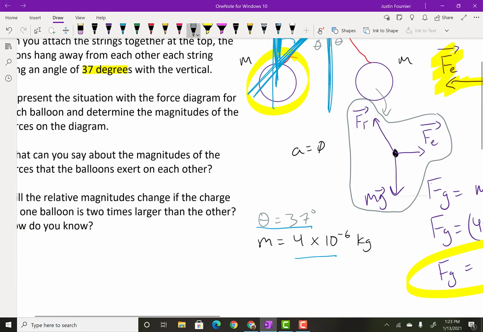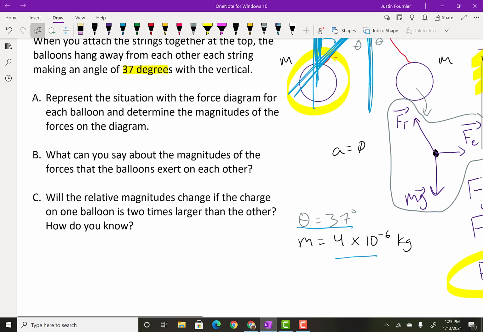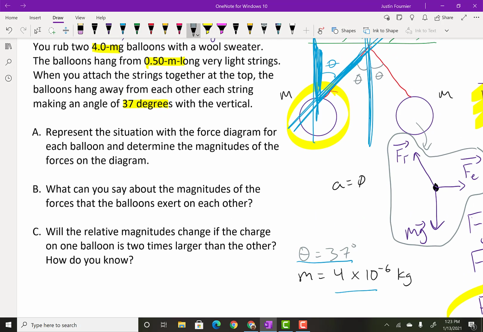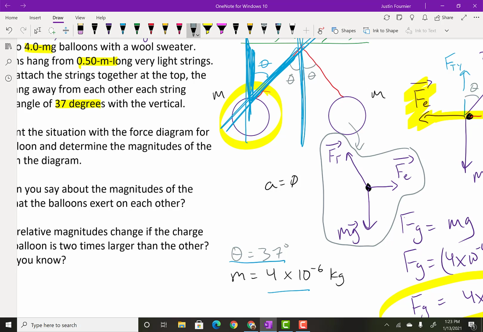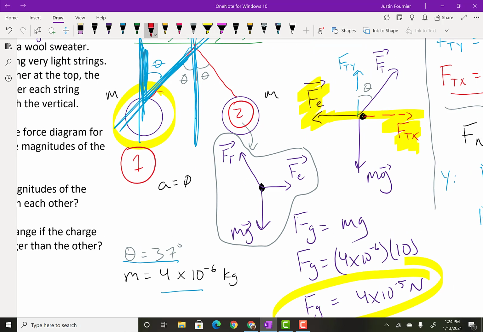So wow, that was part A. I hope part B isn't as long. What can you say about the magnitudes of the forces that the balloons exert on each other? Well, they're both exerting a force Fe on each other. If I called this object 1 and this one object 2, this Fe would be the force that object 1 exerts on object 2, so 1 on 2. And this Fe would be the force of 2 on 1.